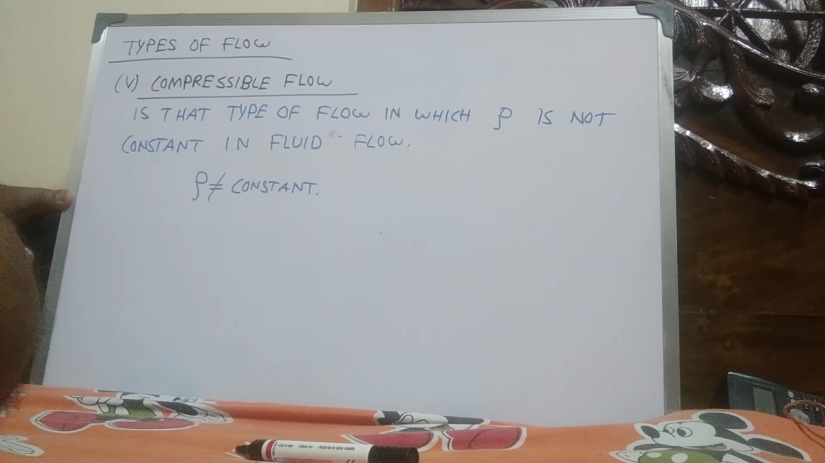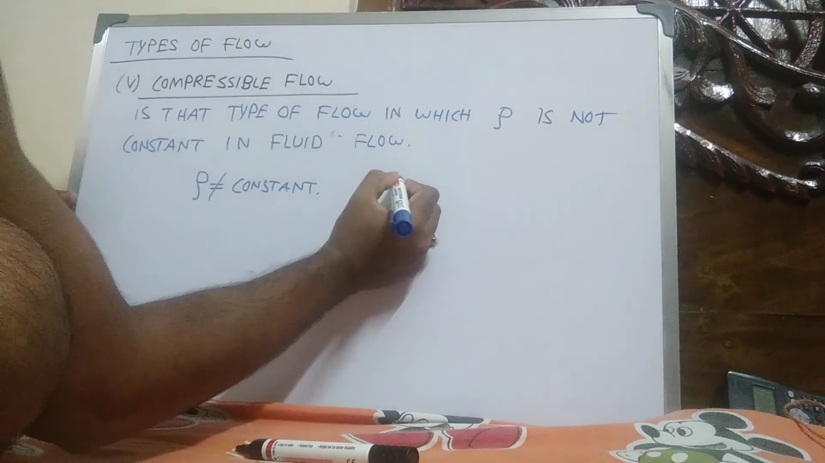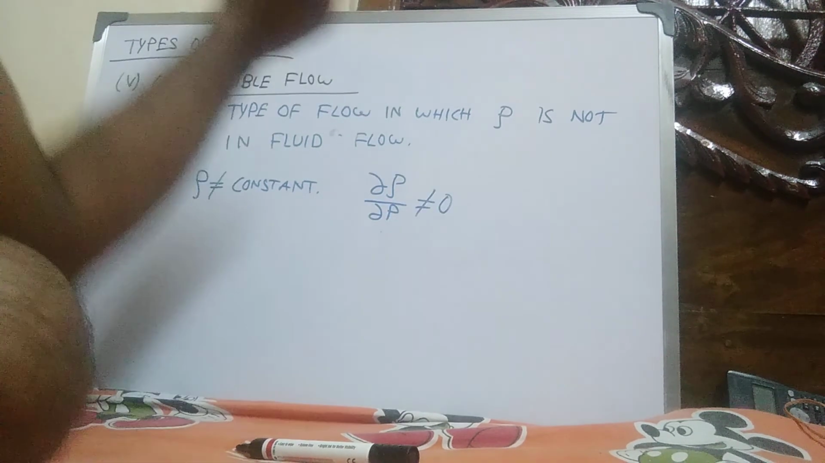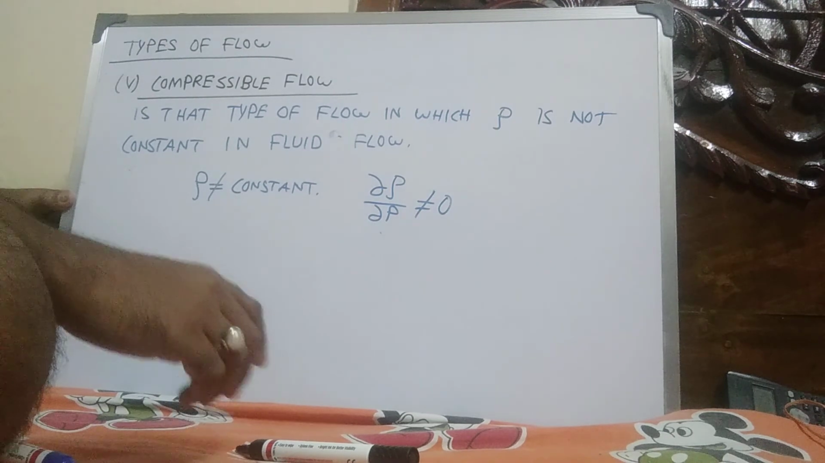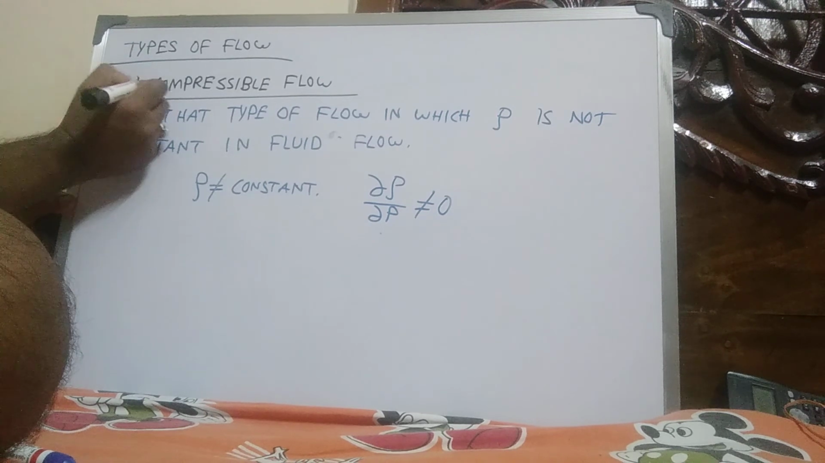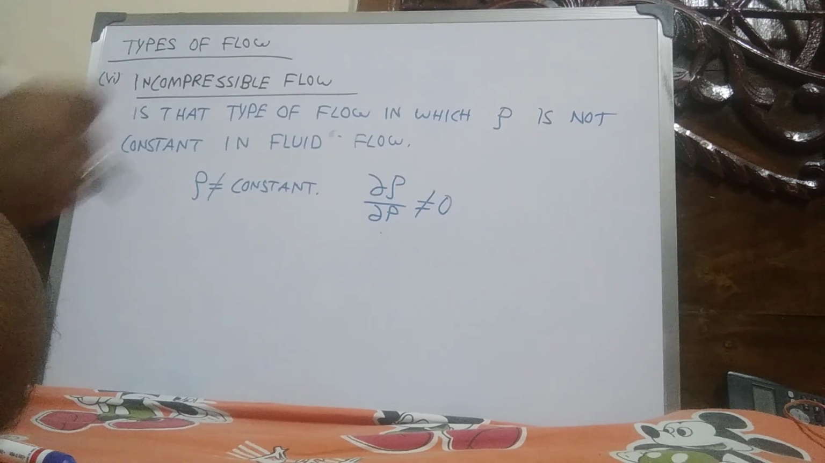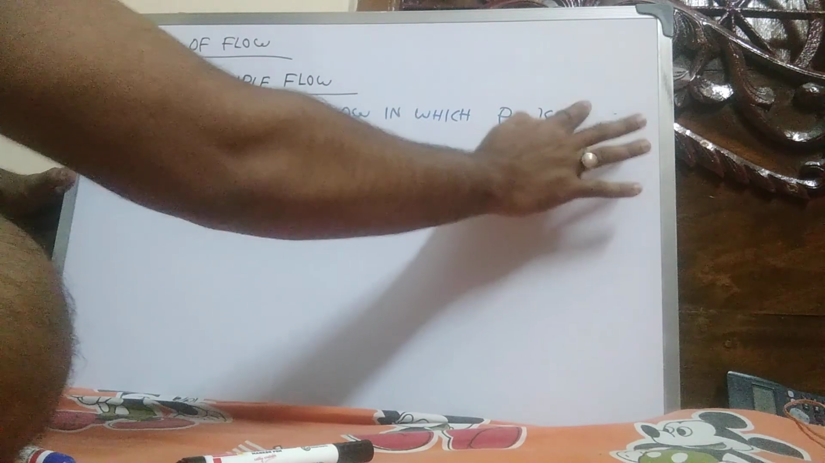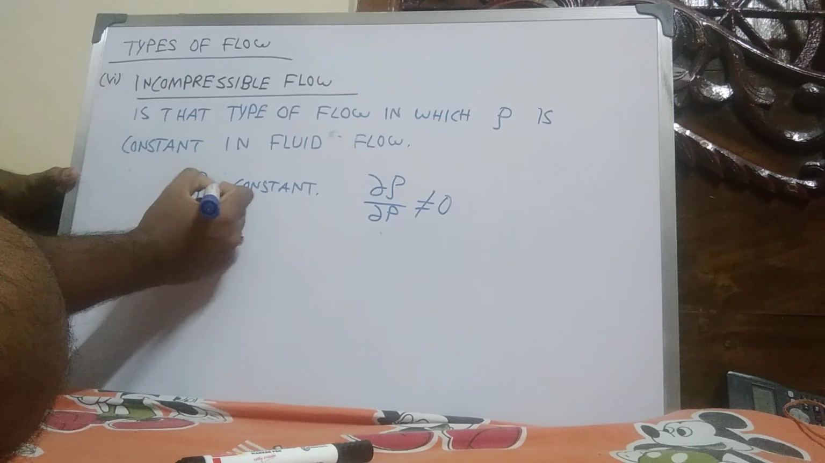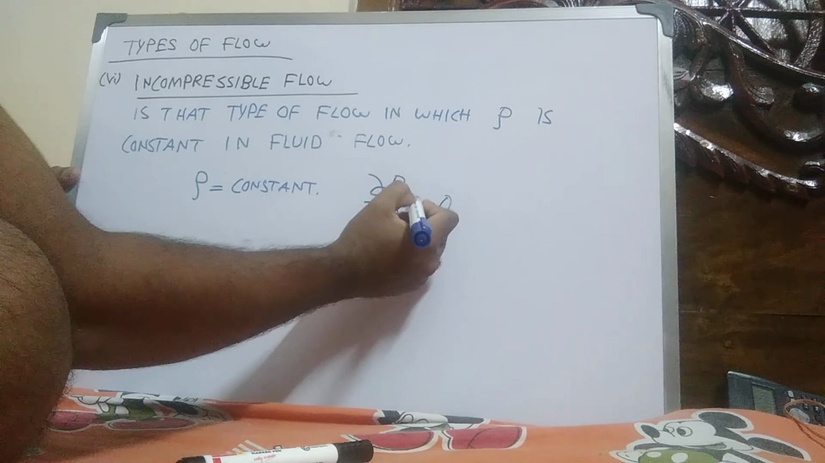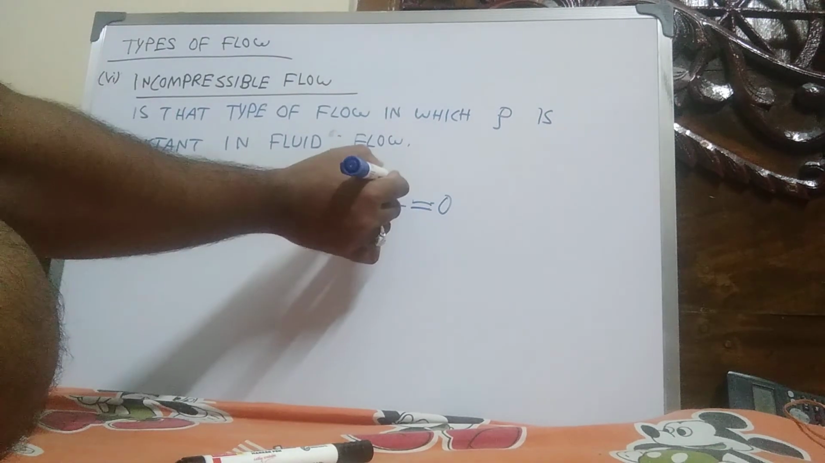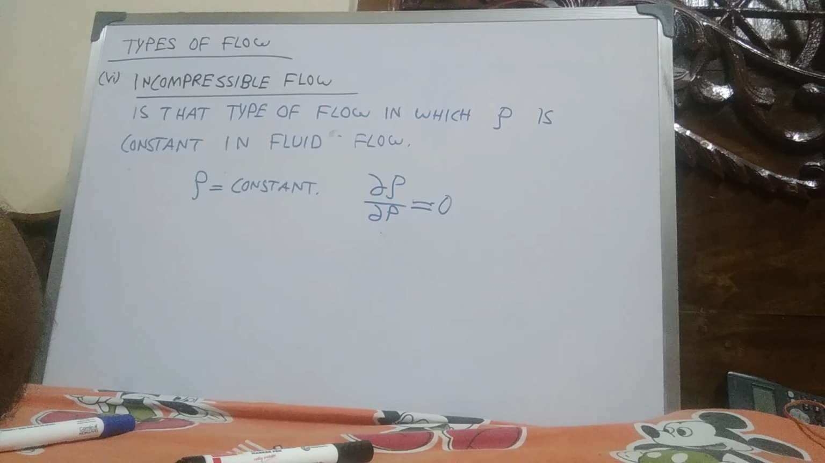So d rho with respect to dp, with respect to pressure, is not equal to 0. But in incompressible flow, the density is constant in a flow. So this is equal to constant, so this value is 0: density with respect to pressure is 0. Understand? Types of flow.